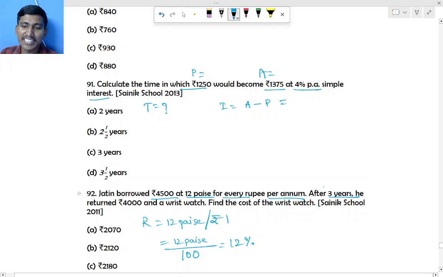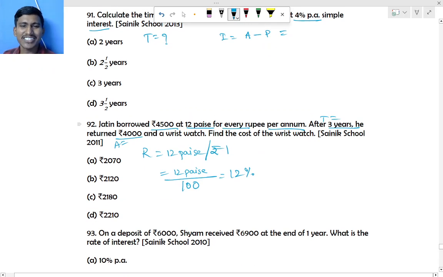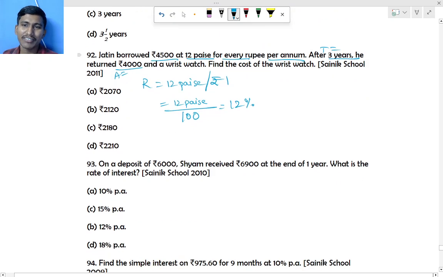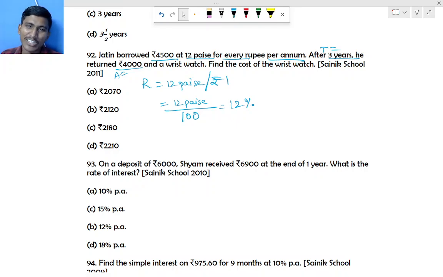After 3 years, that is, time is given, and he returned 4000. Amount is given: 4000 and a wristwatch. You have to find the wristwatch price. Should I do it here? Sir, the 12 paise is the rate of interest? Yes, 12 paise for 1 rupee means 12 by 100. 1 rupee means 100 paise. So 12 by 100 means 12%. Understand? Okay?